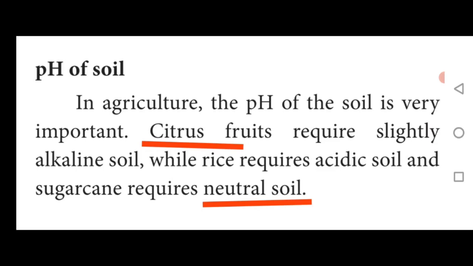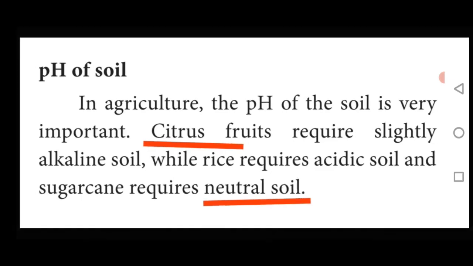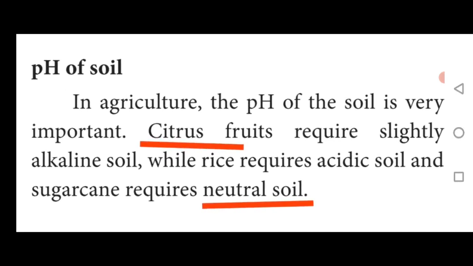Basic soils are required to grow what type of fruits? Citrus fruits. While rice requires acidic soil. Rice grows in what type of soil? Acidic soil. And sugarcane requires neutral soil. Sugarcanes grow in what type of soil? Neutral soil. So pH is very important for plant growth, as a particular plant grows only in a particular soil. Citrus fruits grow in alkaline soil, rice in acidic soil, and sugarcane in neutral soil. This is an important question, note this.